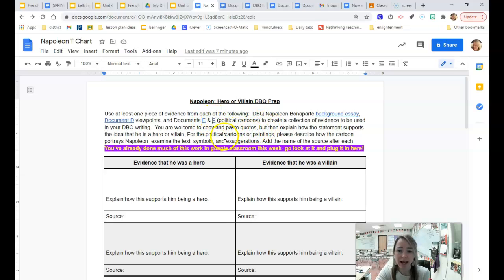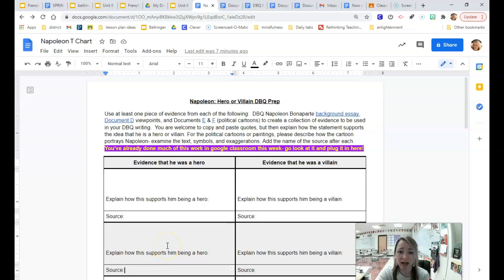Make sure that you explain how the political cartoon or the painting portrays him as either a hero or a villain, and then explain how it supports him being a hero, right? Talk about the use of color or the use of exaggeration or the use of words or whatever it may be. All right, so really make sure that you explain it, because as your reader is reading your writing, they're not going to be looking at the political cartoon. So instead you're going to have to describe how the political cartoon shows him or how the painting shows him. All right, again, after each of these, please put in the name of your source.